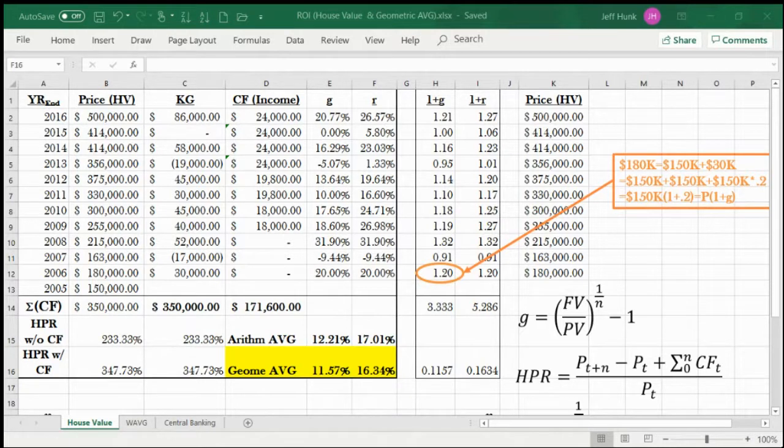So if we include this incidental income also into the calculation of holding period return and annualized return, the formula would have to be slightly different. Of course, I'm not saying that it's a completely different formula. It's basically this formula.